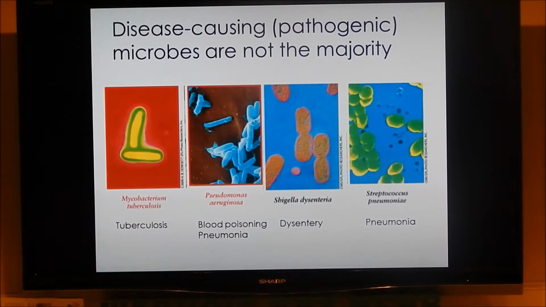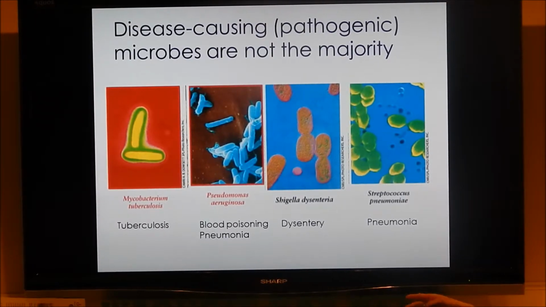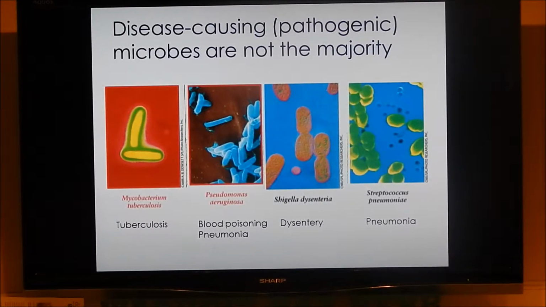So the other thing that I think is a misconception about microbes in general is that they're all bad and they're all causing diseases. But really, they're the minority, not the majority. So here I have some pathogenic or disease-causing microbes, and you might have heard of some of these. The one on the left causes tuberculosis. We also have two causing pneumonia and one causing dysentery. So those are big problems, and they are important to learn about, but we can't think of all of them as scary and bad, because most of the time they're good or just neutral.